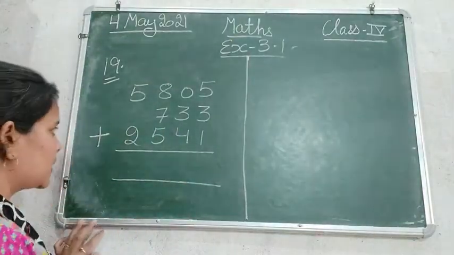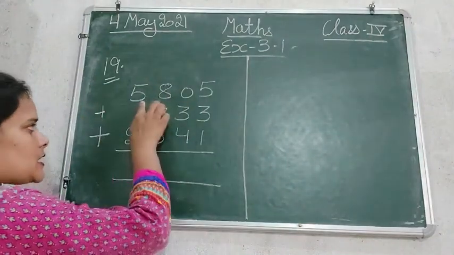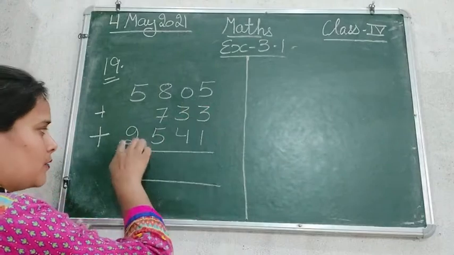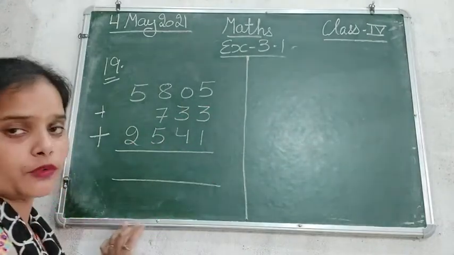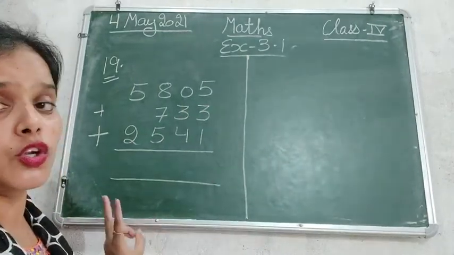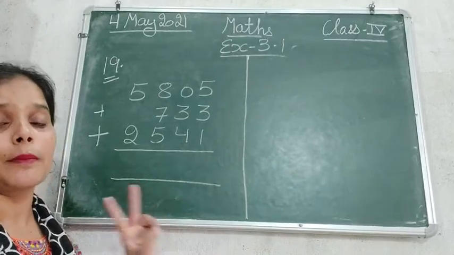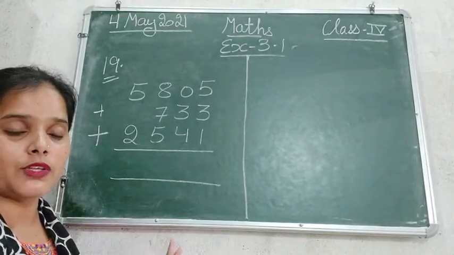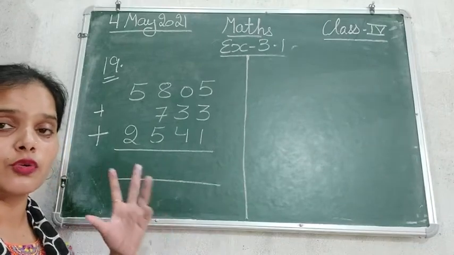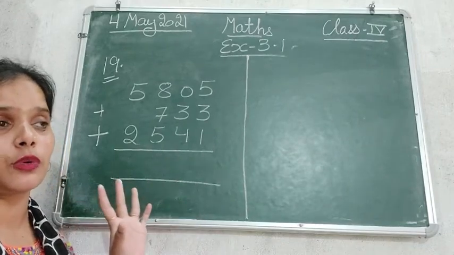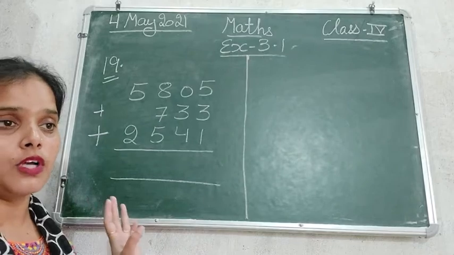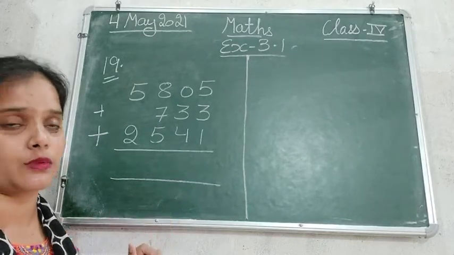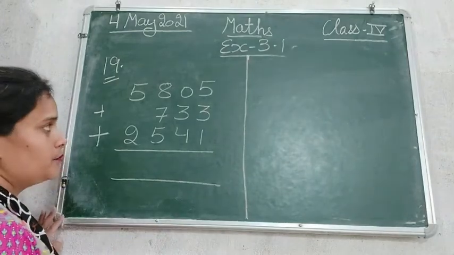One important thing given here is that this is a 4 digit number, this is a 3 digit number, and this is again a 4 digit number. So we have added a 3 digit number and two 4 digit numbers. But that will not make any kind of difference. You just need to add as you normally add. Okay, so let's add them.